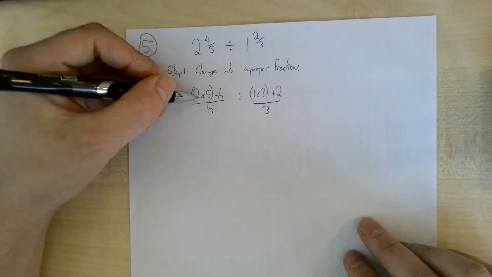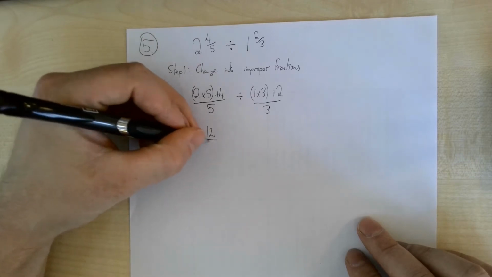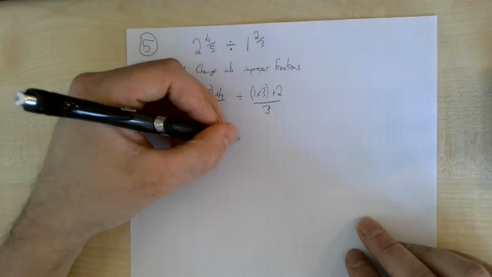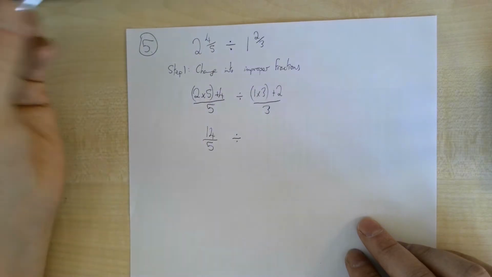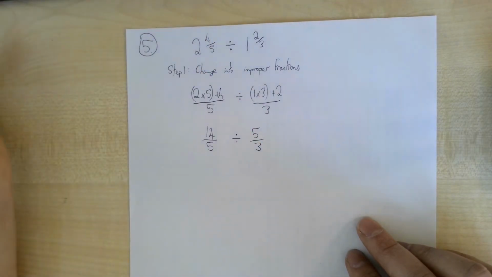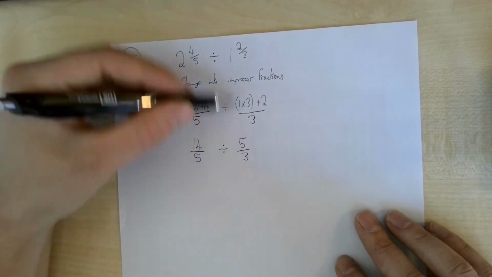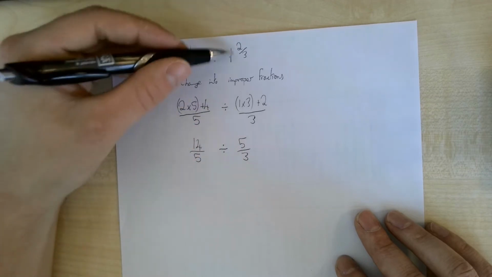So tidying it up, we have in the brackets first 10 plus 4, 14/5 altogether, divided by 3 plus 2, 5/3. So 5/3, these are exactly the same as the mixed number, they're equivalent to each other.